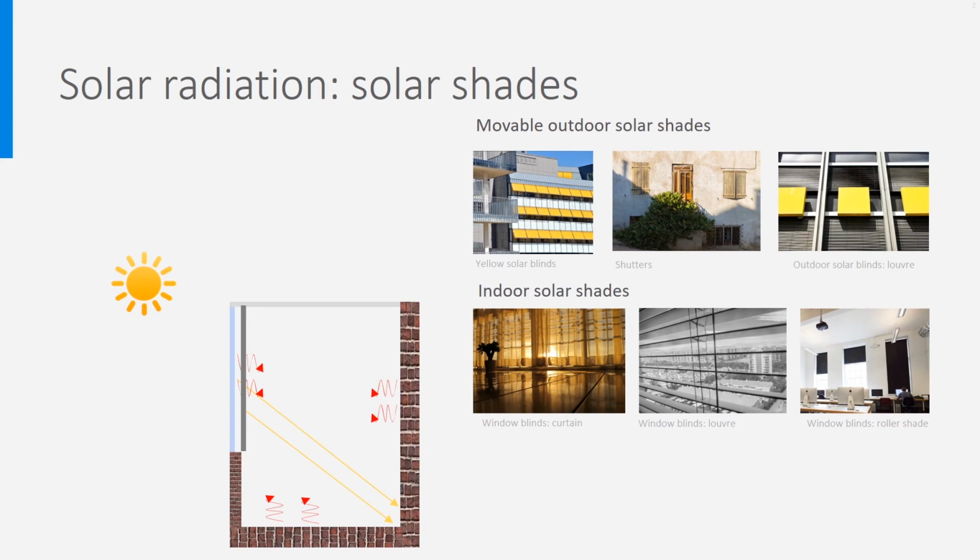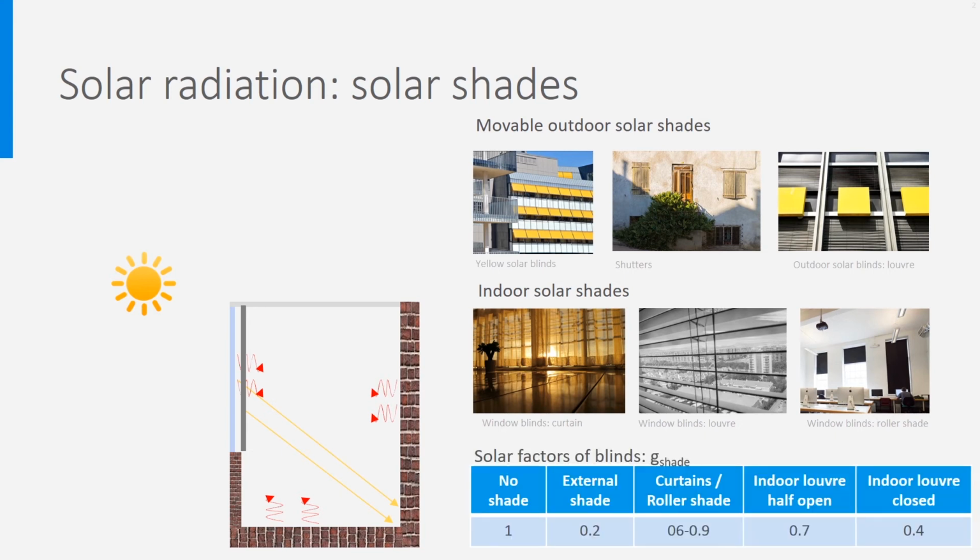You can see in this table the solar factor of various types of blinds. We call it G-shade. The solar factor is the fraction of solar radiation passing the outdoor blinds by the solar radiation received by the window. If there are no solar shades, G-shade is 1. If the radiation is completely blocked, it is 0. You can see that external shades with a G factor of 0.2 are much more efficient in blocking the sun than the other types.